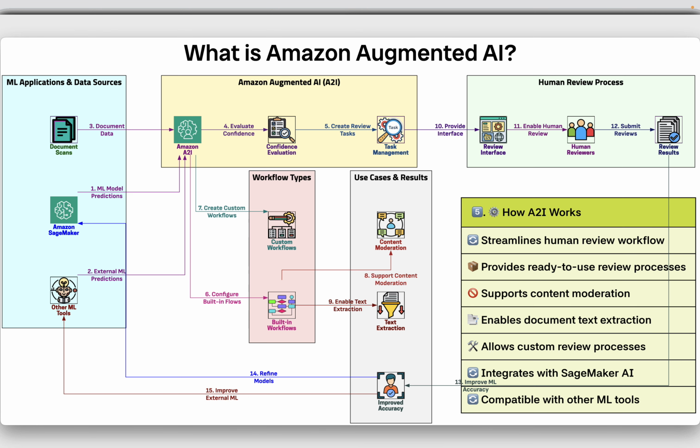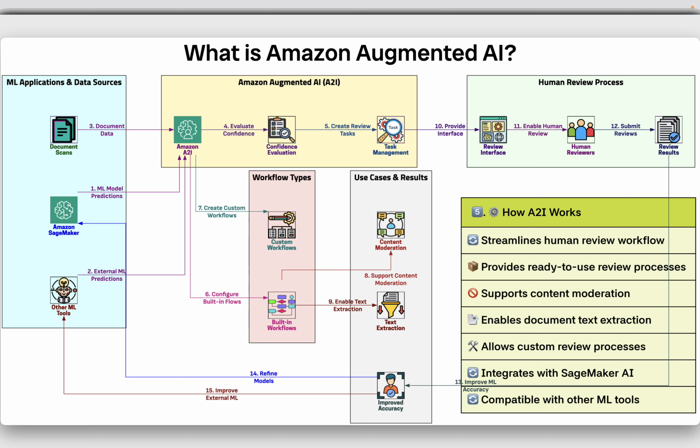How does A2I work? Amazon A2I makes building and managing human reviews for machine learning applications much smoother. It comes with ready-to-use human review processes for common tasks like checking content for appropriateness, called content moderation, or pulling text out of documents. You can also set up your own review processes for machine learning models you have built with SageMaker AI or any other tools. This way you can have human reviewers step in when your model is not confident enough, or to regularly check its predictions.